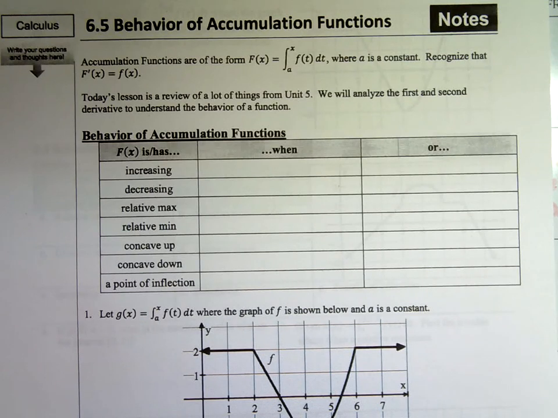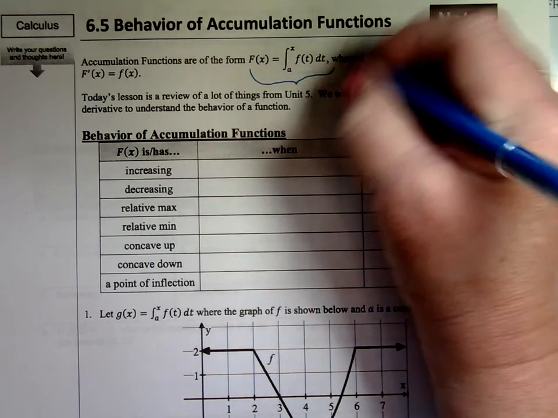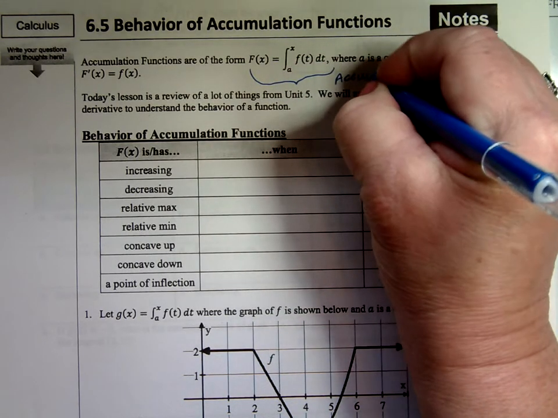All right, kids, here comes section 6.5. We're looking at the behavior of accumulation functions. A lot of this is summarizing things that you already know. So we are looking at this right here, which is known as our accumulation function. We saw that in the last section.